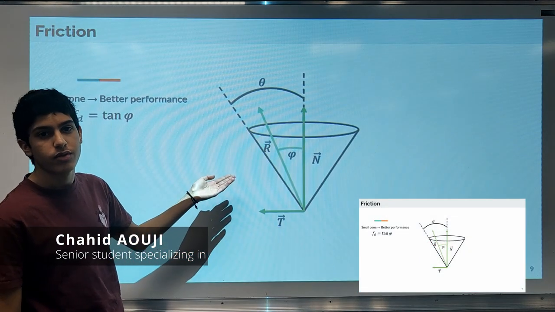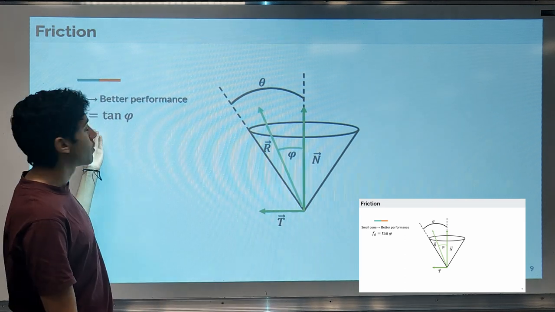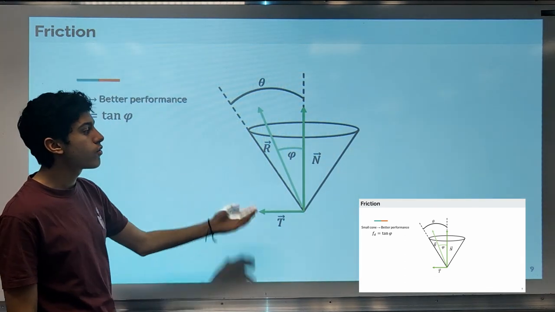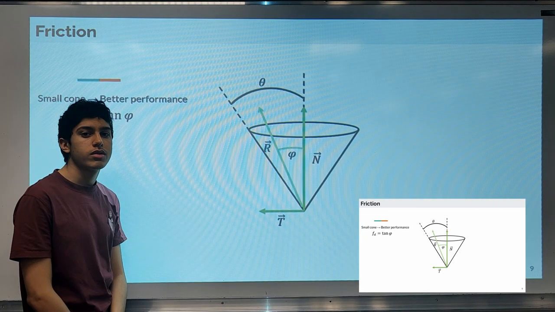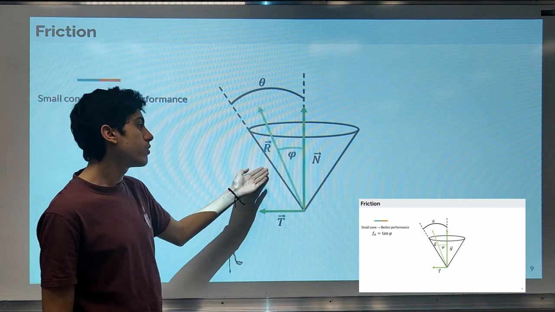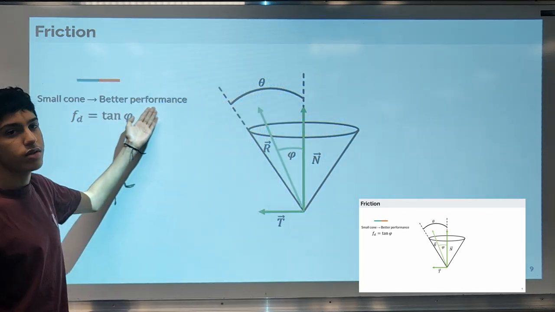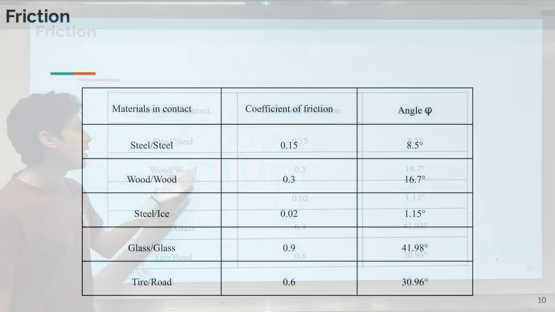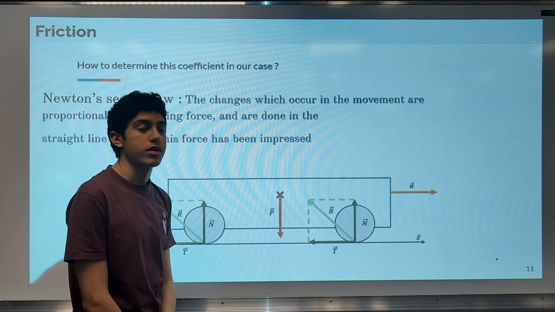Same as the cone for adhesion, there is a cone for friction. The frictional coefficient is also equal to the tangent of the phi angle. And since we need the smallest friction possible, we need the smallest value of the phi angle. That's why having a small cone means having a better performance. Here you can see some examples of the frictional coefficient depending on the materials in contact. How to determine this coefficient in our case?